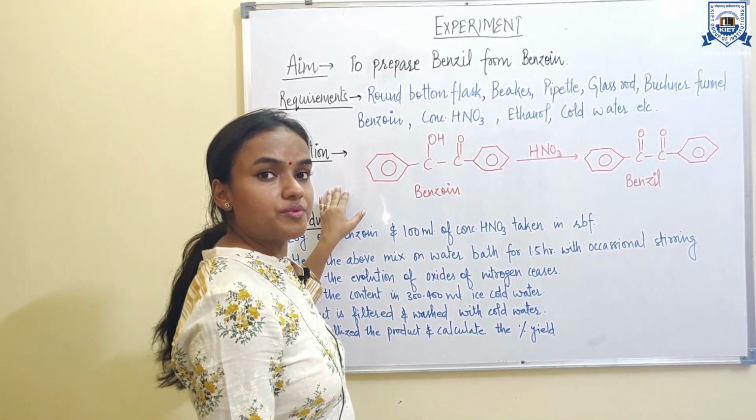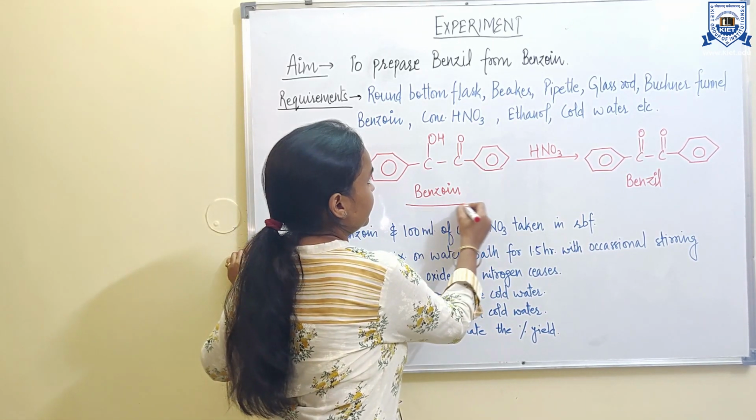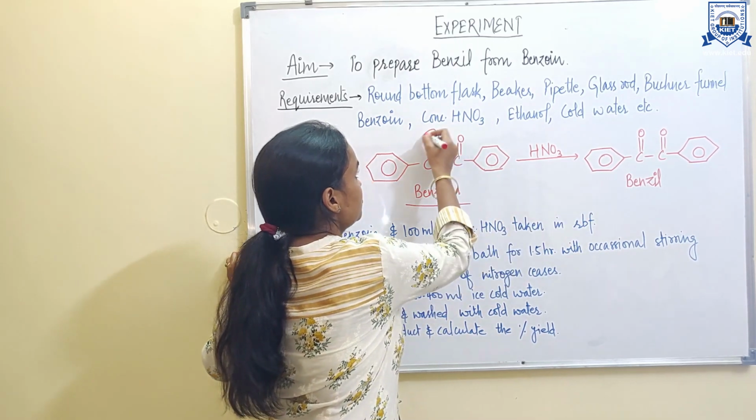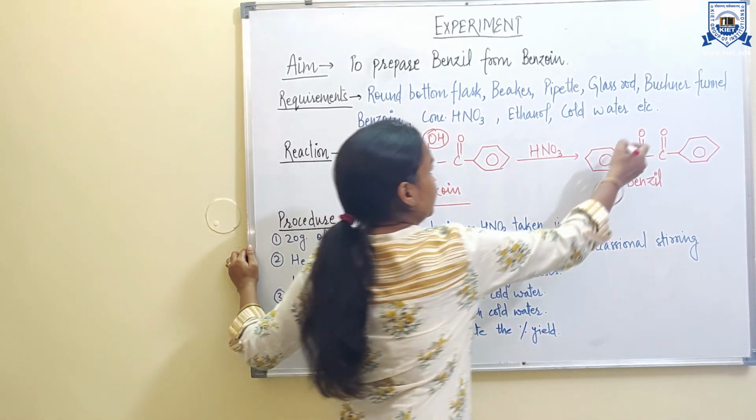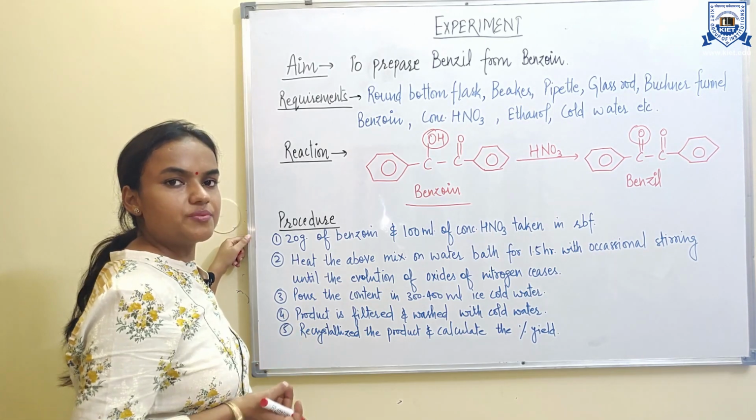The reaction for the preparation of benzil from benzoin is: benzoin on reaction with concentrated nitric acid forms benzil. In this, the OH group is converted into the ketonic group. So this is the structure of benzil. Now let's see the procedure.